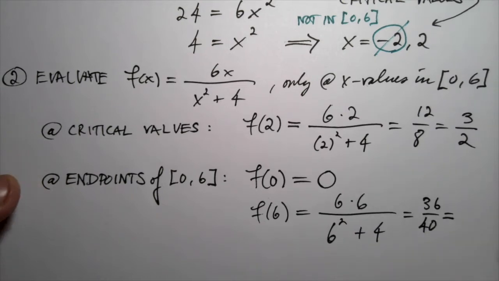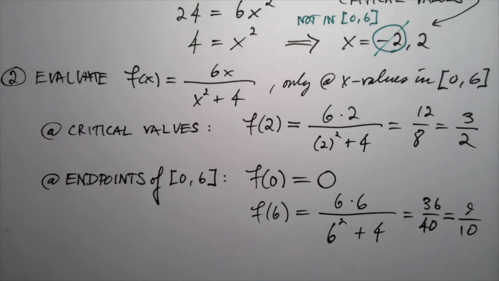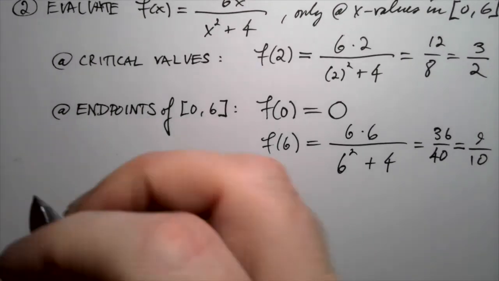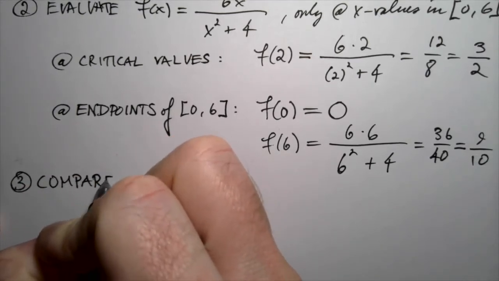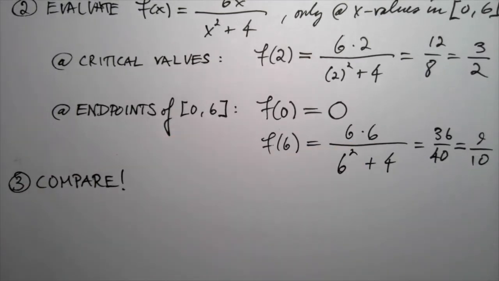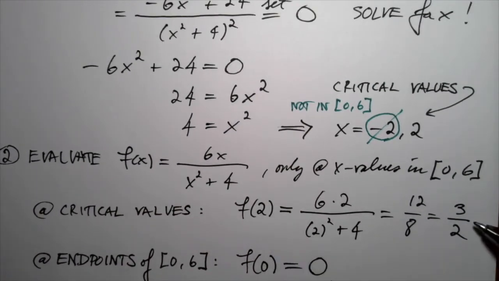And so canceling the common factor of 4, we get 9/10 as the output at 6. The final step is to compare. Which of these numbers that we've gotten as outputs is the smallest? Which is the biggest? Well, the numbers were the output at the critical value 2, that was 3/2, 0, and 9/10.